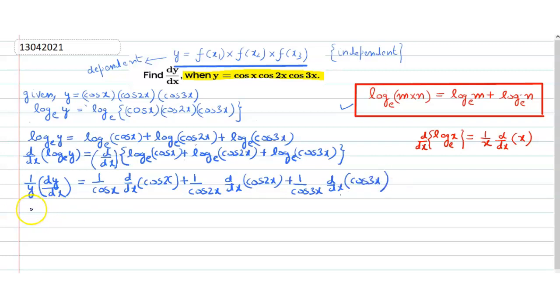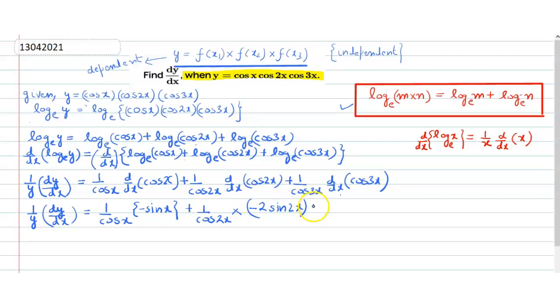So now, 1 by y multiplied by dy by dx will be equal to, since the differentiation of cos x is minus sin x, 1 by cos x multiplied by minus sin x. In a similar way, 1 by cos 2x multiplied by d by dx of cos 2x, which is minus 2 sin 2x, plus 1 by cos 3x multiplied by the differentiation of cos 3x, which is minus 3 sin 3x.